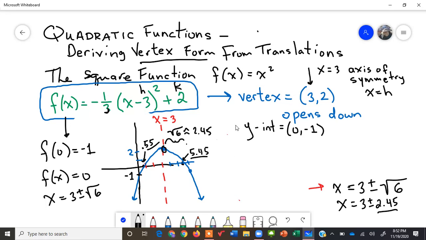So in my next video, I am going to talk about converting our vertex form to standard form and how we can find the vertex and the intercepts from standard form. So next video we'll discuss standard form.